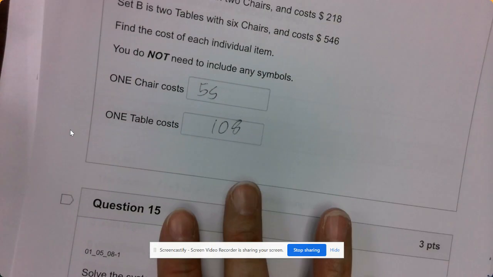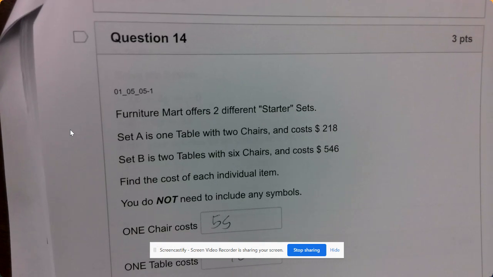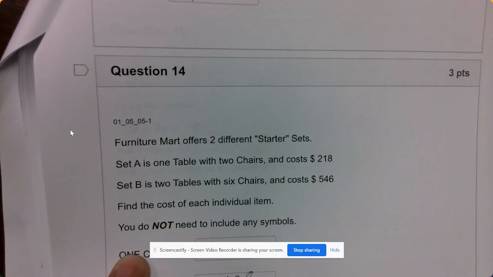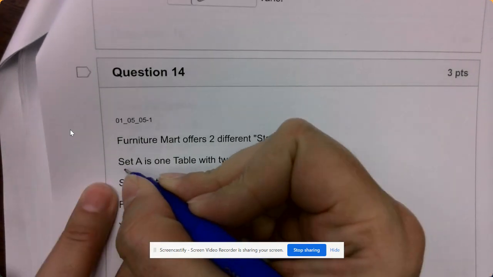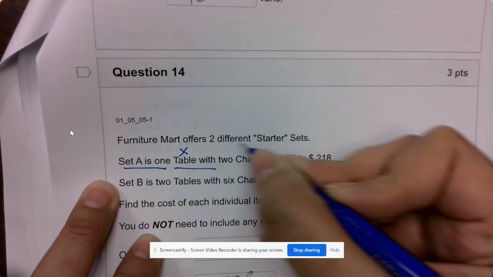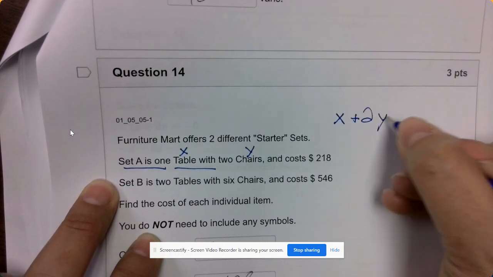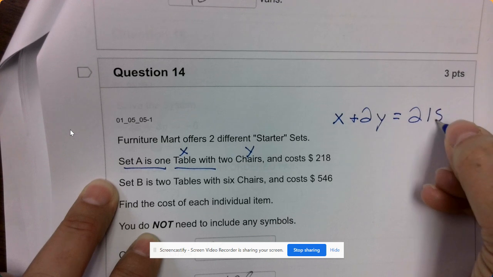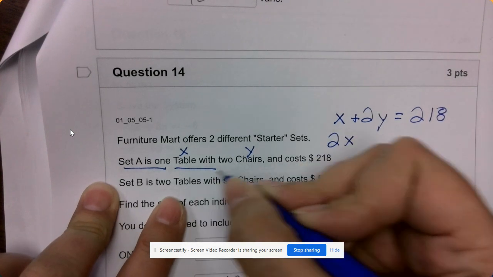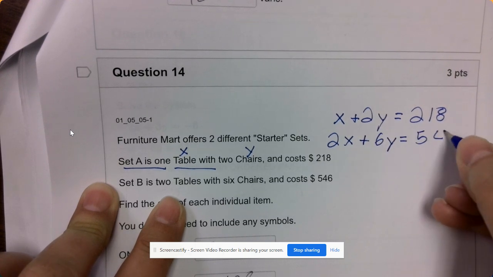Okay, so now we have Furniture Mart. They offer 2 different starter sets. So we have a starter set of 1 table with 2 chairs. I'm going to do x for tables and y for chairs. So 1 table plus 2 chairs is $218. 2 tables plus 6 chairs is $556.